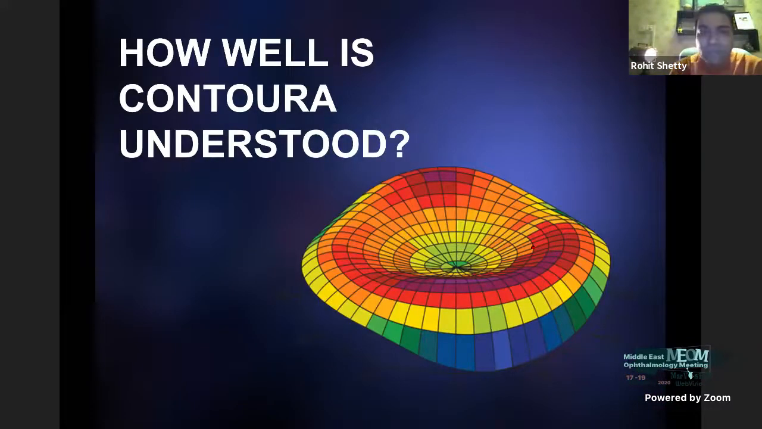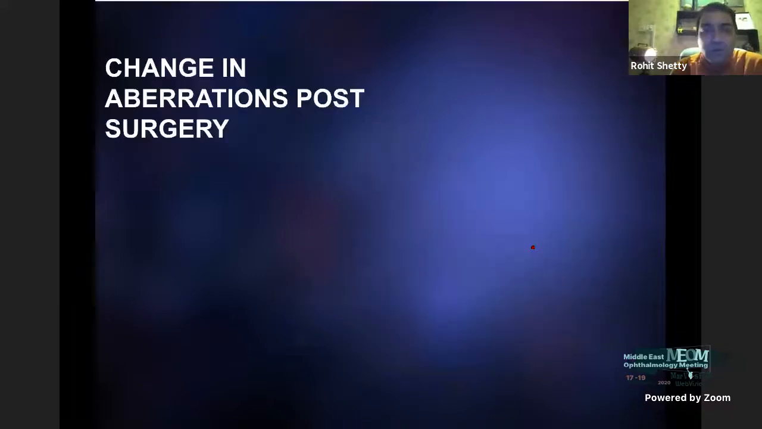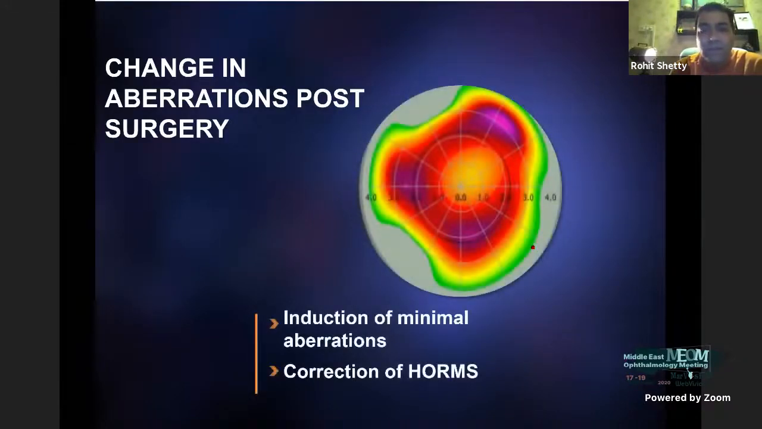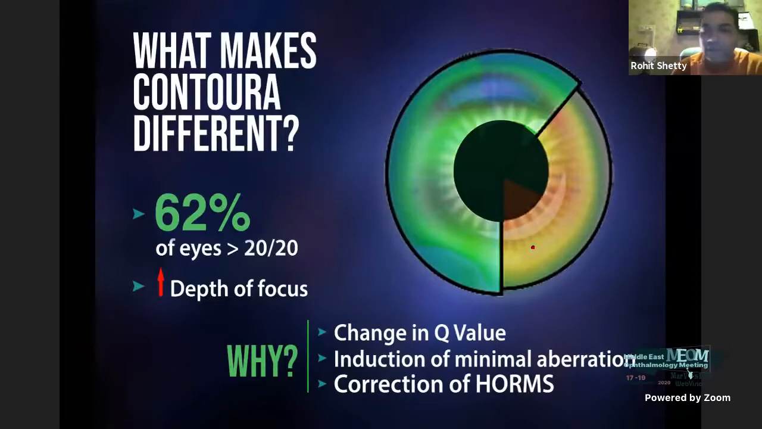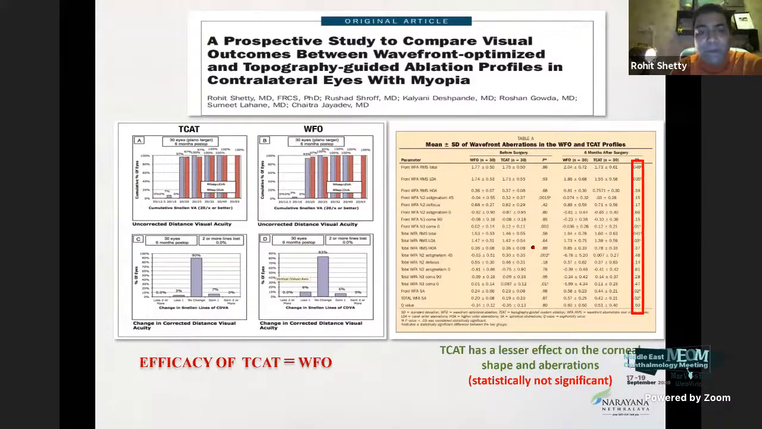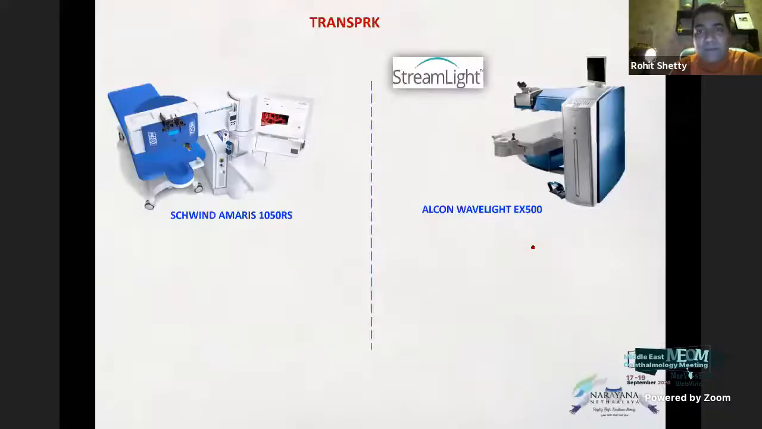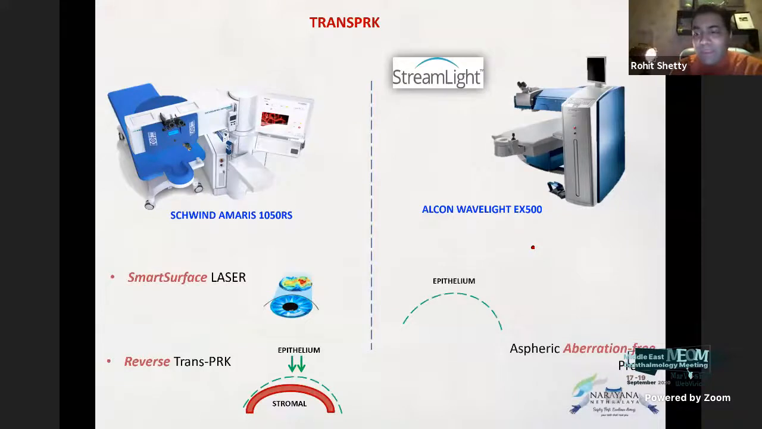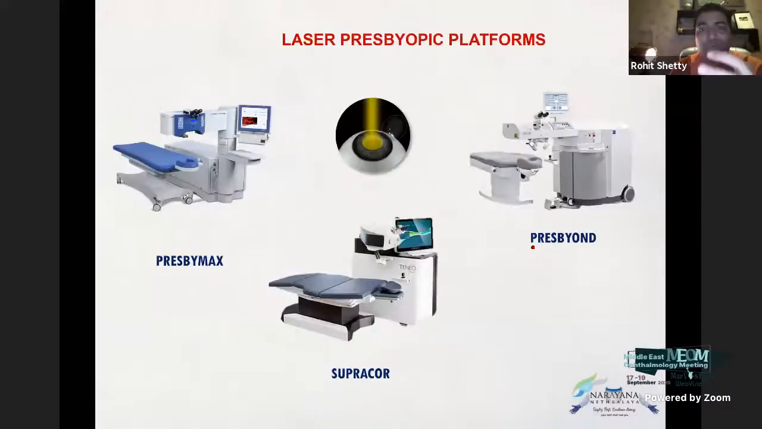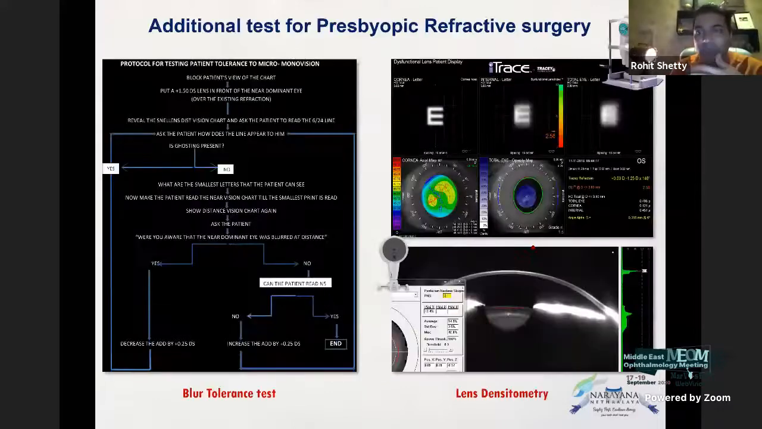When you decide on the patient, you can look at things like Contoura, where you're inducing fewer aberrations, and these are all the values which we got during our work. It increases the depth of focus. There is some published work on it, and there are machines which give you trans-PRK. You can decide on it. Of course, how both are different will be discussed. I'm speaking on the third day on how machines differ in the way the profiling is done. You can choose the presbyopic platforms. There are Presbyond, the PresbyMAX, Supracor for the patient who wants it.